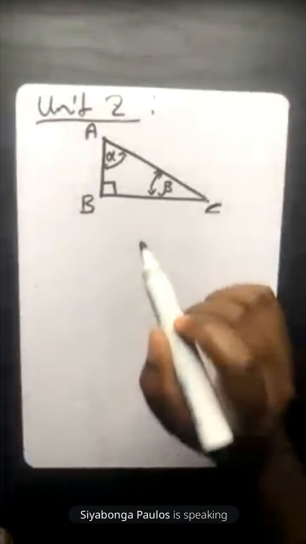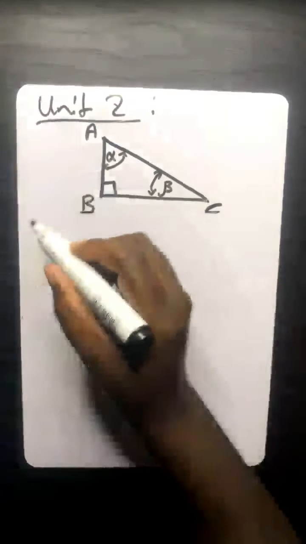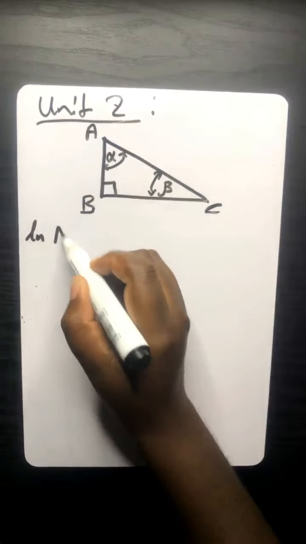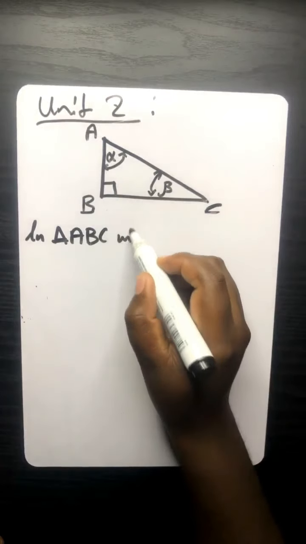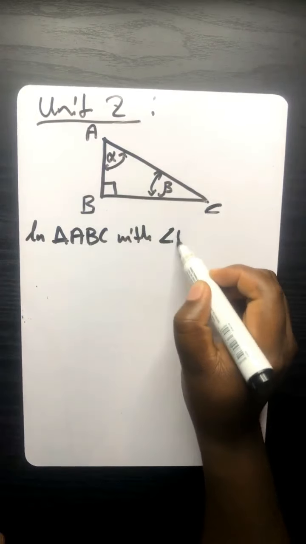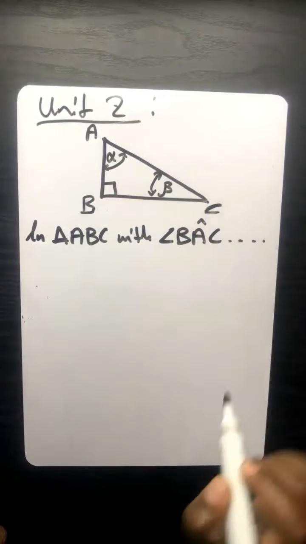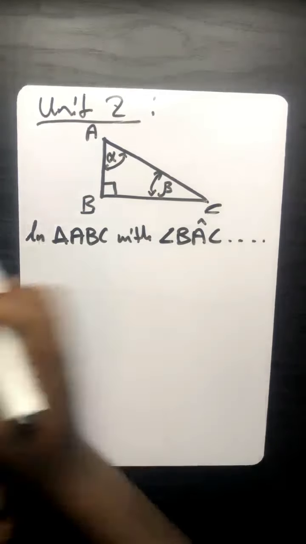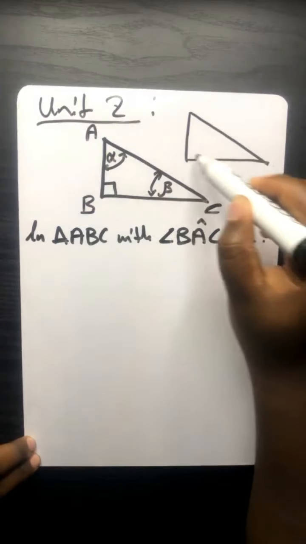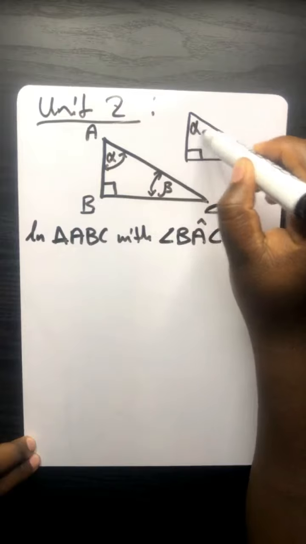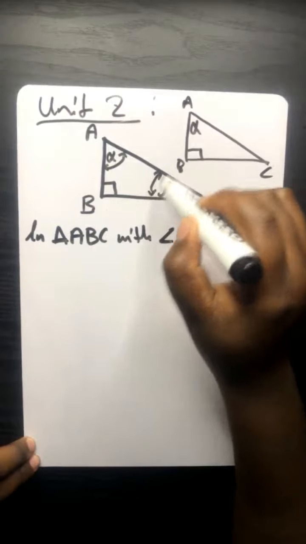Okay, so let's define the sides using triangle BAC. So let's have a discussion in triangle A, B, and C with angle BAC. We are going to define the sides or the ratios. So in your mind, I'm sure you already know that this is the triangle that we are talking about. Alpha there, obviously, is A, B, and C. So can you see we are no longer considering that angle B.